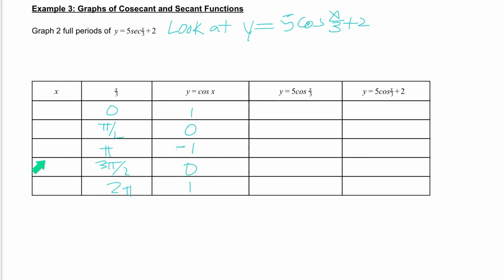Now from here we have to figure out what our x values are that we're going to graph. That means we have to take this part here, this x over 3, and set it equal to each one of these 5 key points. So let's do that. We're going to take x over 3 and set it equal to 0. If we multiply both sides by 3, we get x is equal to 0. That's our first point. Then we take x over 3 and set it equal to pi over 2. We have to multiply both sides by 3, and that gives us x equal to 3 pi over 2.